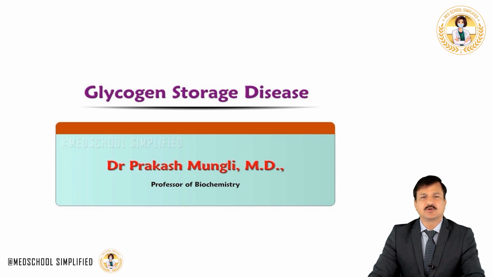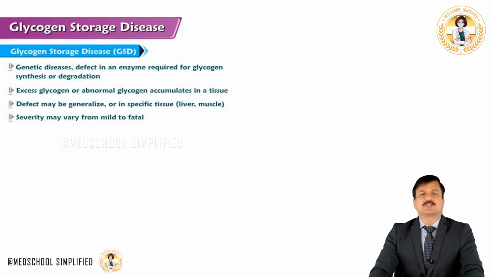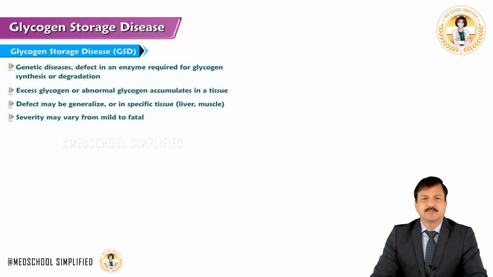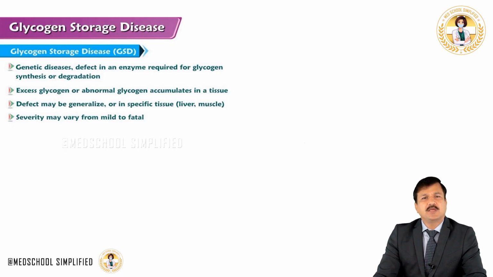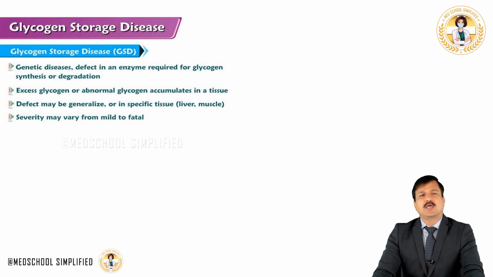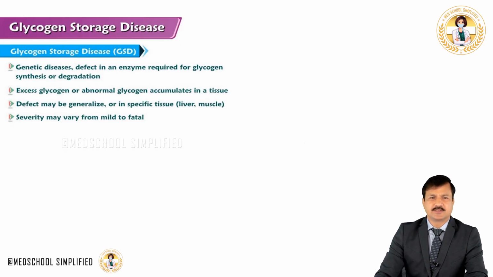Now let's get into individual glycogen storage disorders. The glycogen storage diseases are genetic diseases because of a defect in an enzyme that is involved in either glycogen synthesis or glycogen degradation. In these disorders, there can be an accumulation of excess glycogen which has an abnormal structure, or an accumulation of glycogen which has a normal structure but in excess quantities.